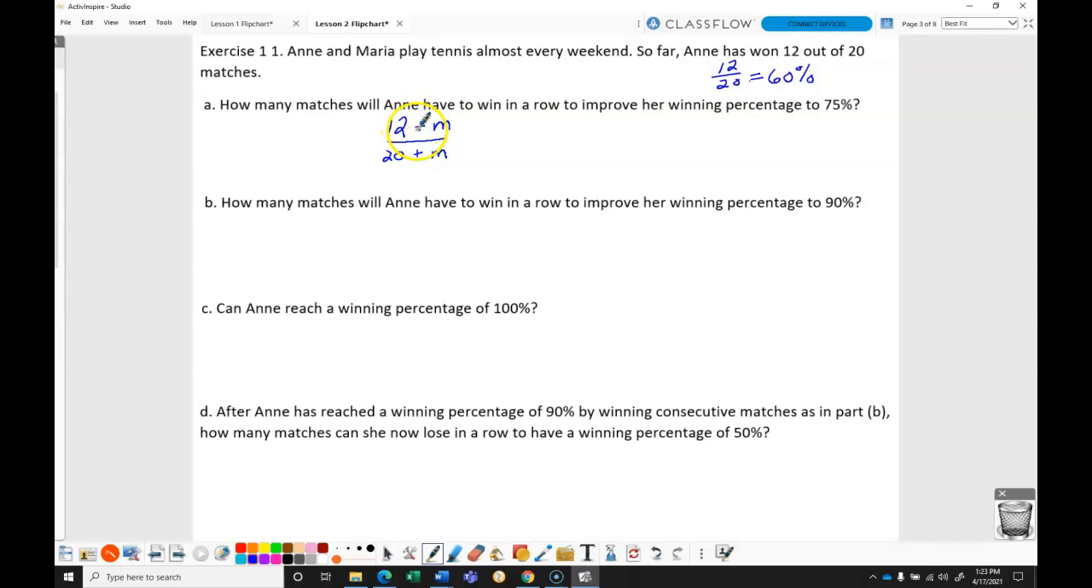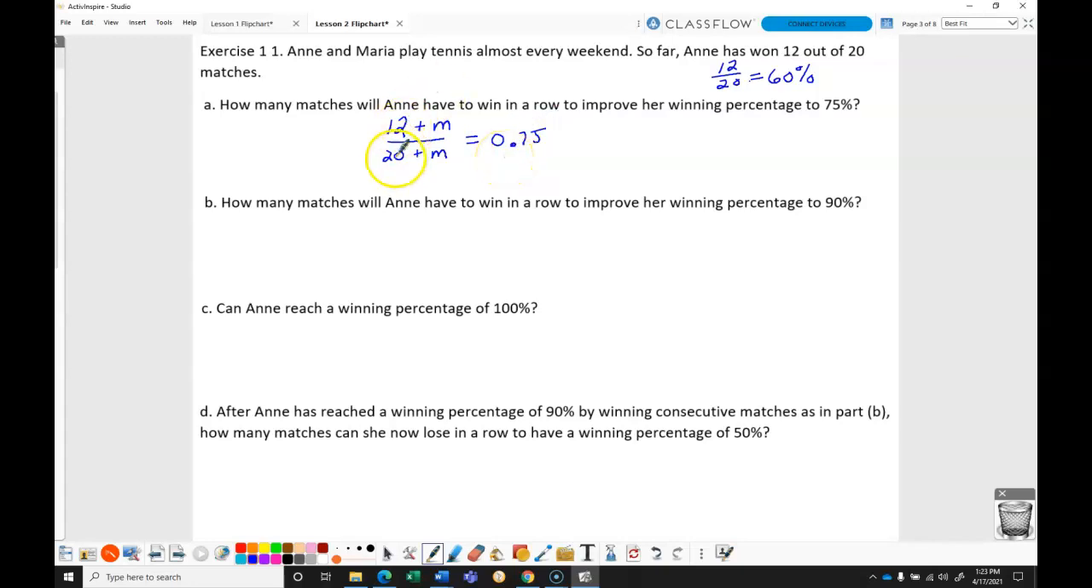So basically, say, if she played 2 more matches and won them both, that would be 14 out of 22. We want this to equal 0.75. So now it's my job to go ahead and solve this.